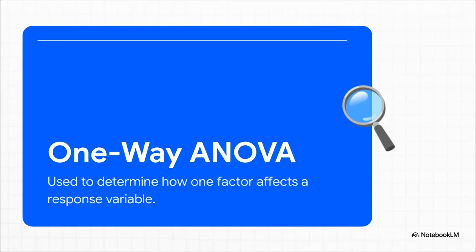You know, the name really says it all here. A one-way ANOVA is all about looking at the impact of just one thing, what we call a factor, on an outcome. So you're changing one variable to see what happens. It's a straight line, one potential cause, one potential effect.